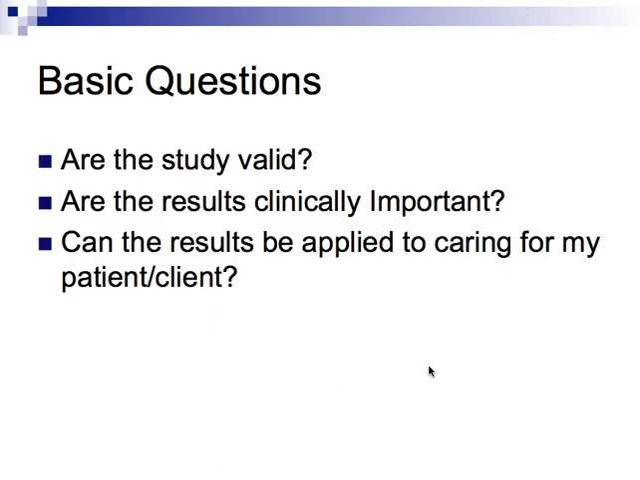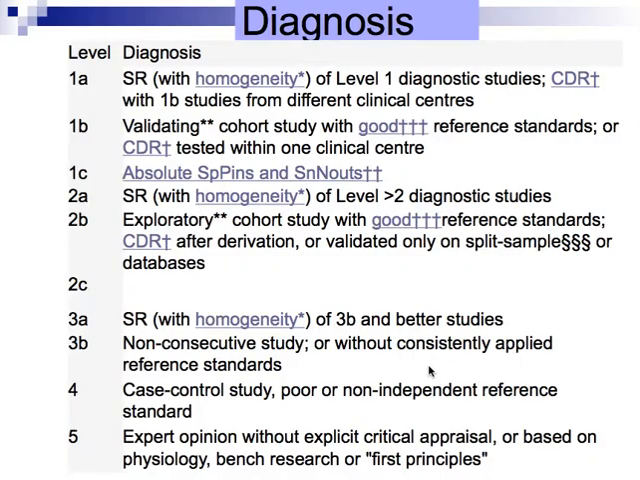So when we find our paper, we'll have three basic questions. Are the study results valid? Are the results clinically important? And can they be applied to my patient? Those same three questions will be applied to any of the study articles we read during this class. So the hierarchy helps us answer the question about validity.